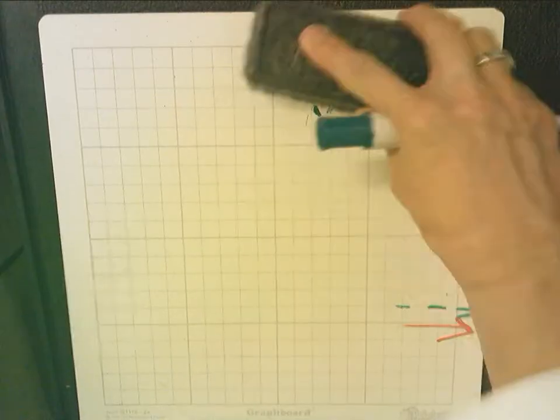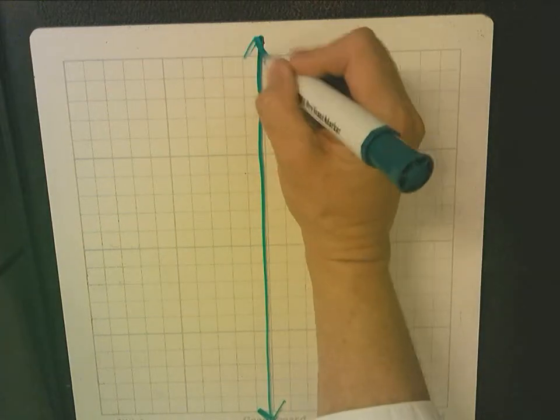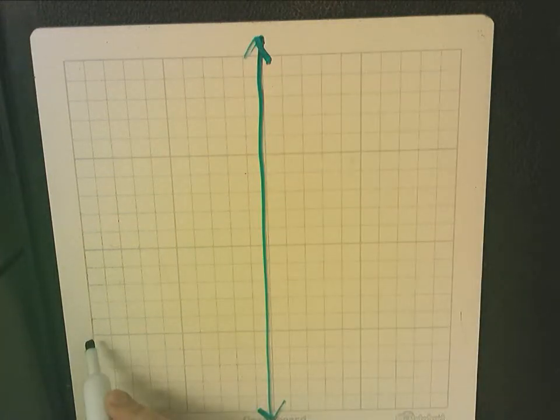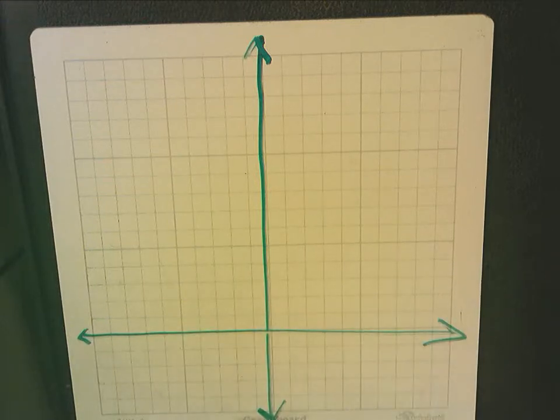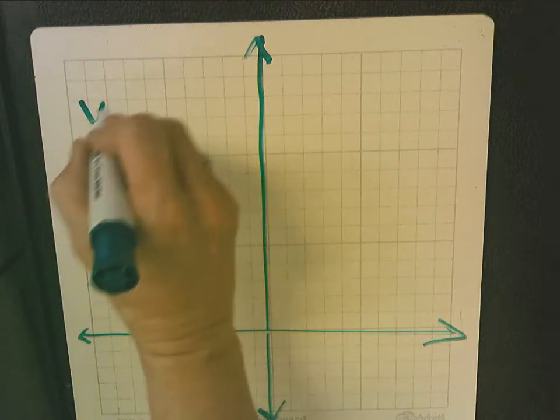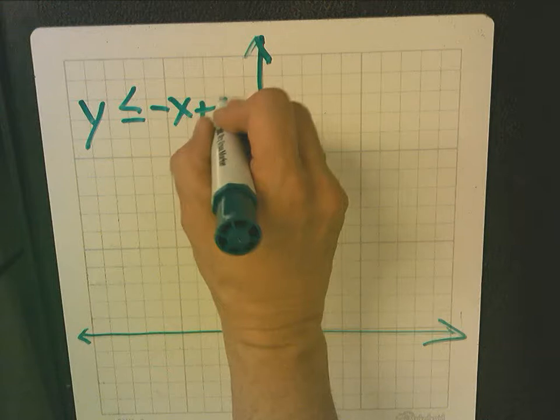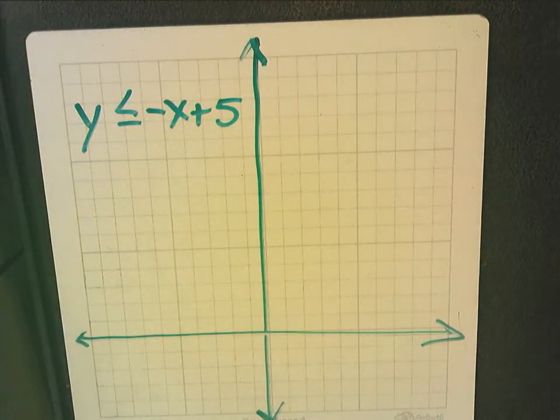Now, let's go ahead and do number 1. So, we'll draw a coordinate plane again. And this says I'm going to change it into slope-intercept form as I do it. So y is less than negative x plus 5. So I subtracted x from both sides.